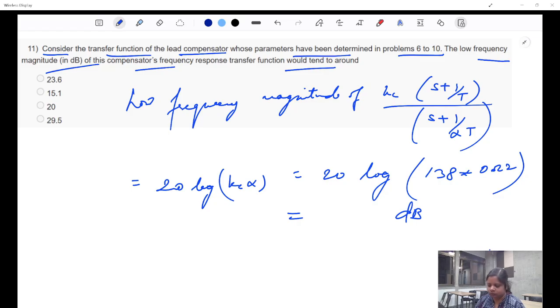29.65, ma'am. Okay, right. So if you find the nearest answer, it would be 29.5 dB. So we just had to take the compensated transfer function, write down the transfer function of the compensator, and then substitute s tends to 0 so that we get the value.